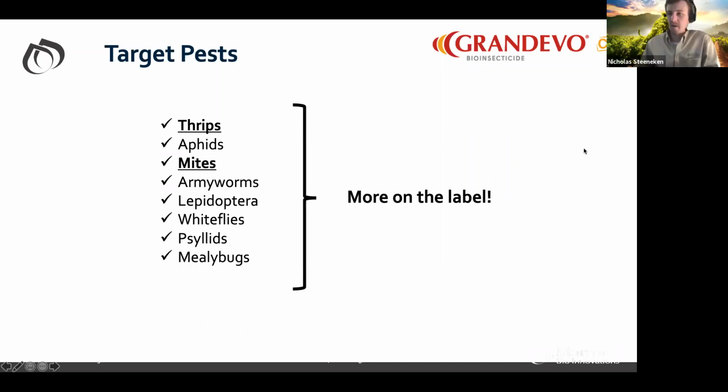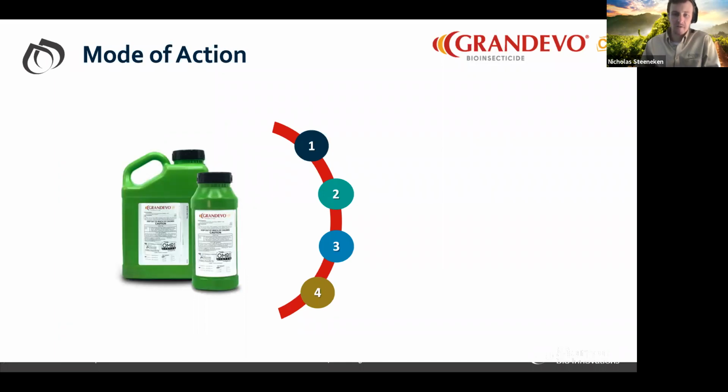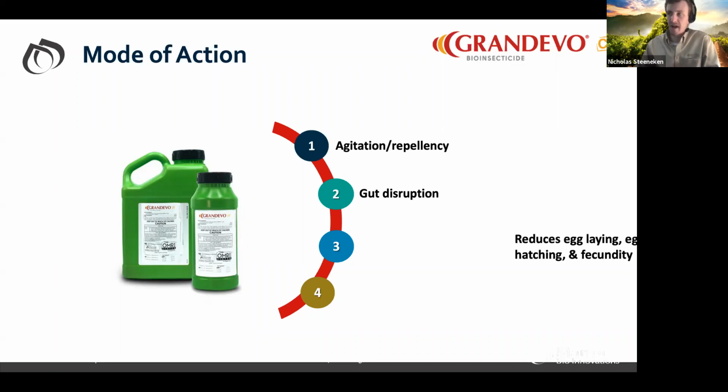And there's many more on the label. So the mode of action here will be agitation and repellency. So they will choose not to feed on the material. And when they do feed on it, given in like a greenhouse situation or a cannabis situation where they're not going to another plant, they will get gut disruption, and that is the main mode of action.